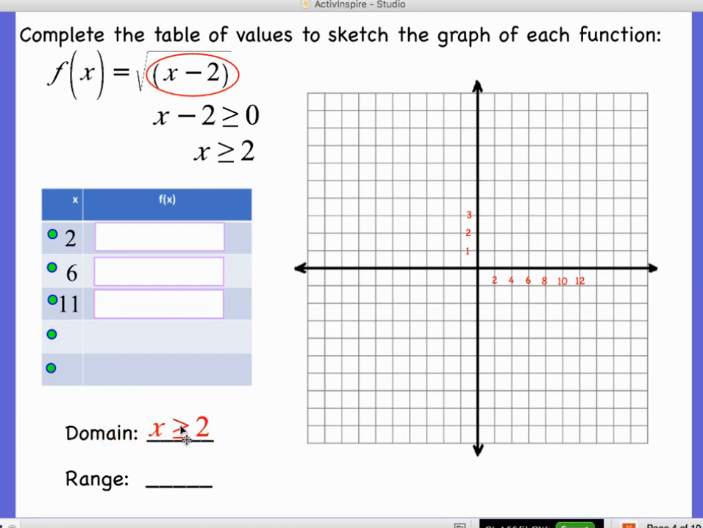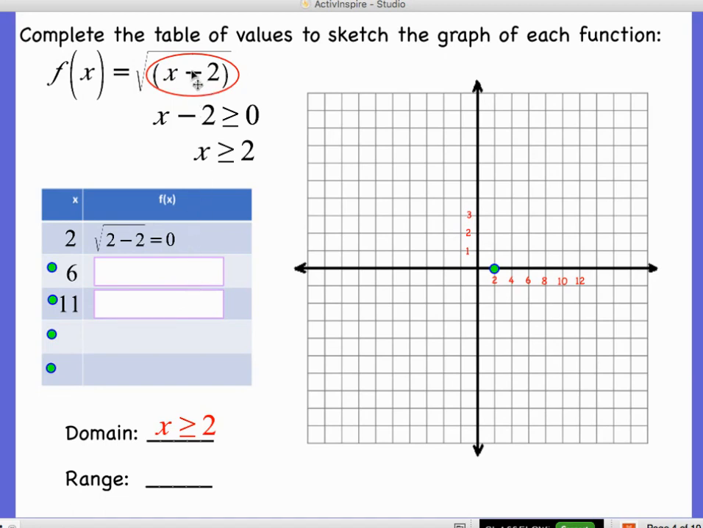So I can start out by writing my domain restriction. Okay, so my very first point is going to be at x is equal to 2. So I am going to select x is equal to 2 and evaluate it. So the square root of 2 minus 2 is equal to 0. So when x is equal to 2, y is equal to 0. Now notice that for this graph, I am counting by 2 on the x-axis, and on the y-axis, I'm counting by ones. Okay, so I know that my other perfect square is 4.